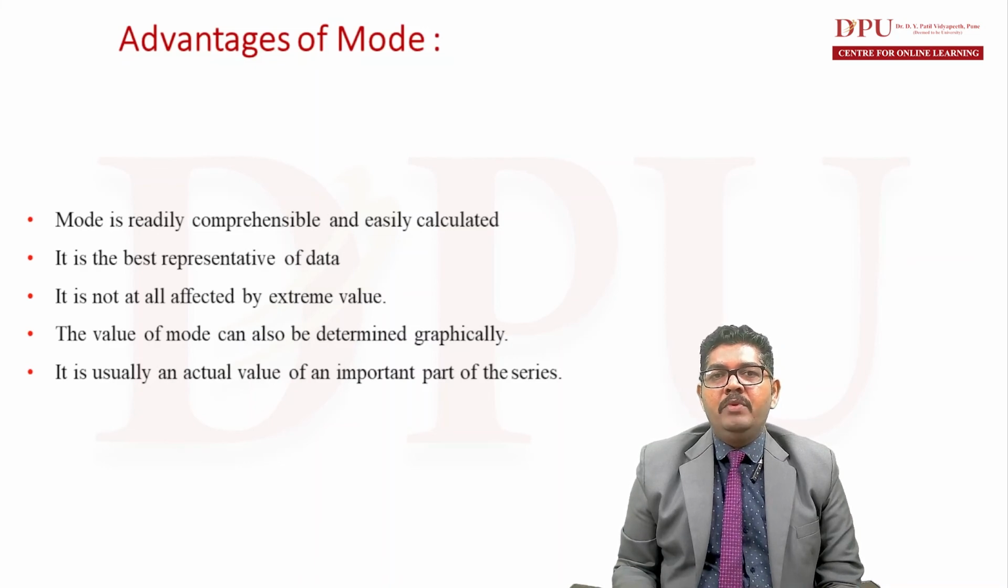We know that the mean is affected by extreme values because the mean is based upon all the observations in a data set. Now the mode is not based upon all the observations in a data set, and that's why the mode is not affected by extreme values. The value of the mode can also be determined graphically. And how do we determine it? Let me show you here.